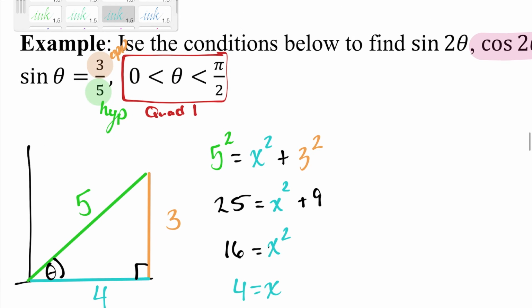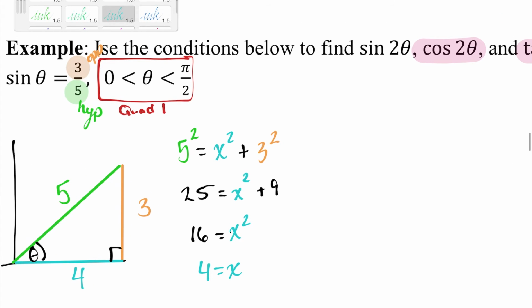So now I have my x, I have the opposite, the adjacent, and the hypotenuse of my triangle. So then I know the tangent and the cosine of the angle theta.